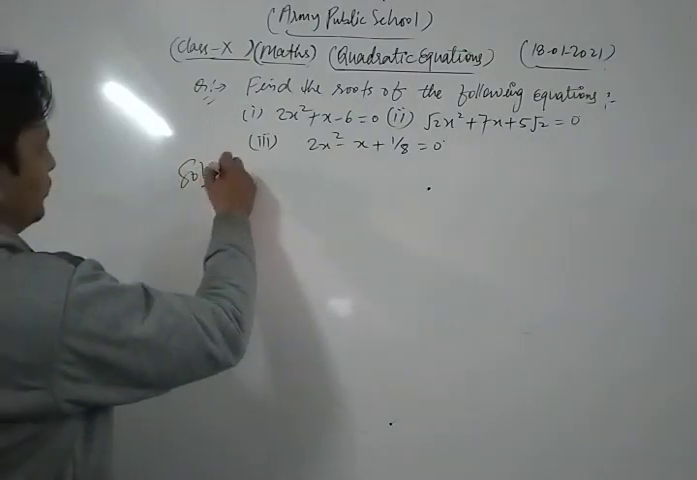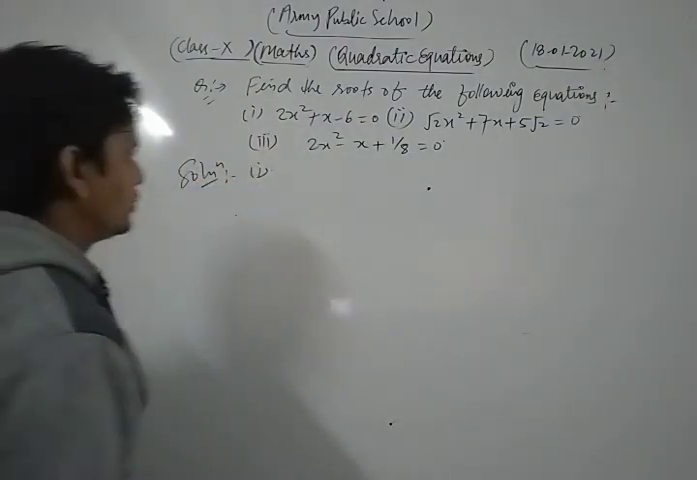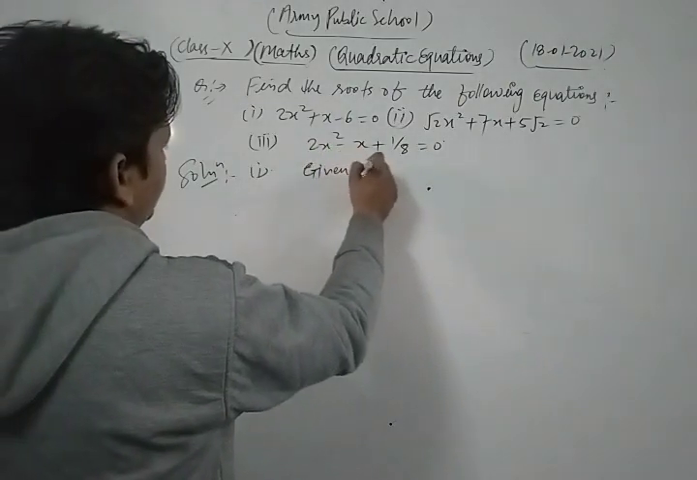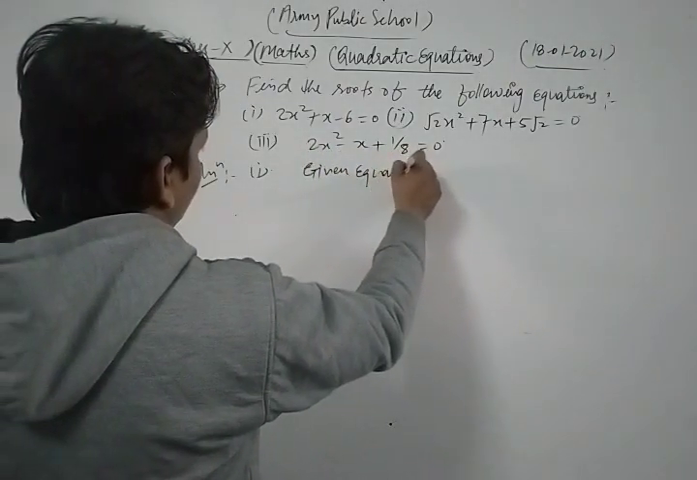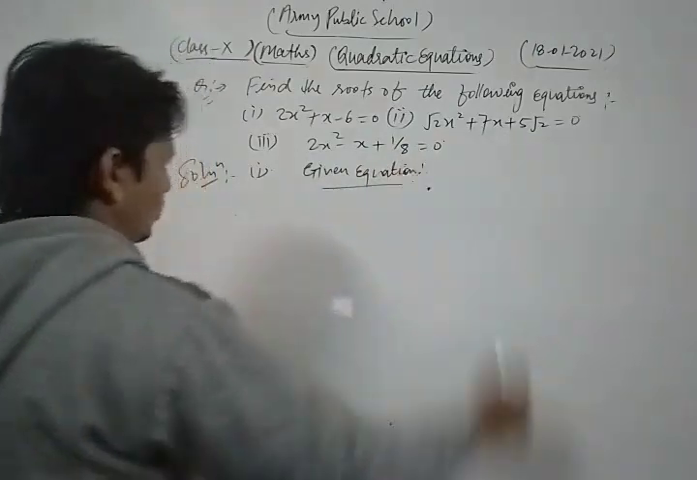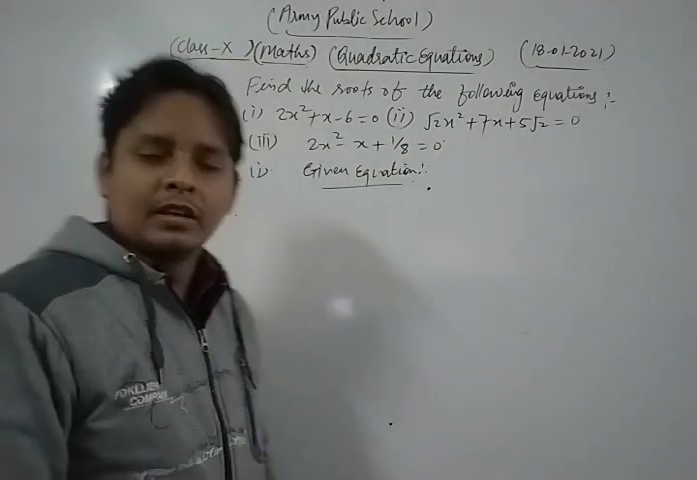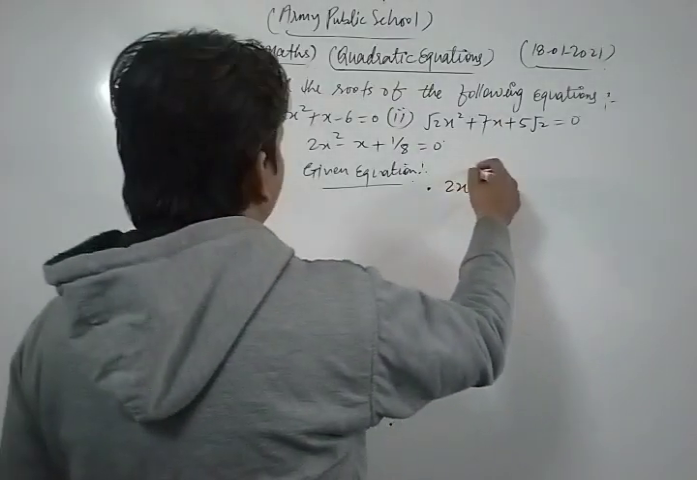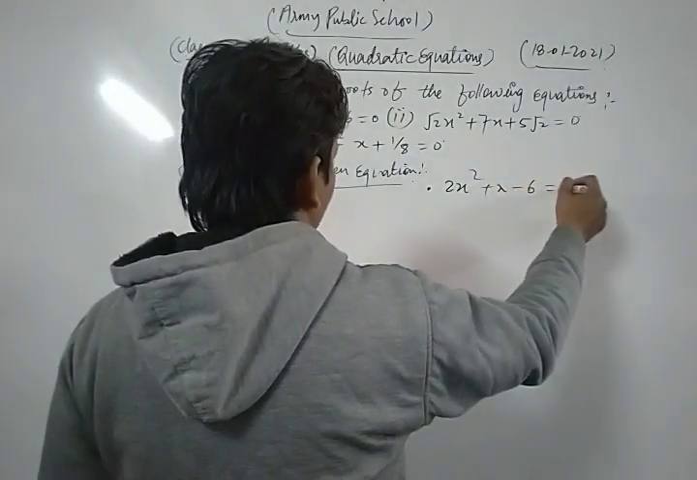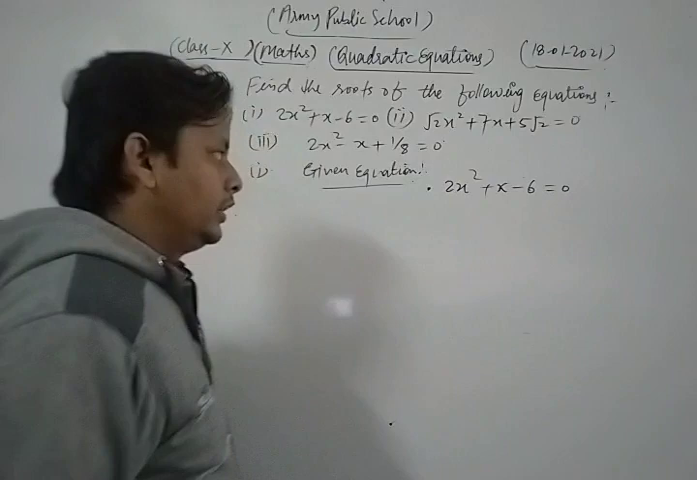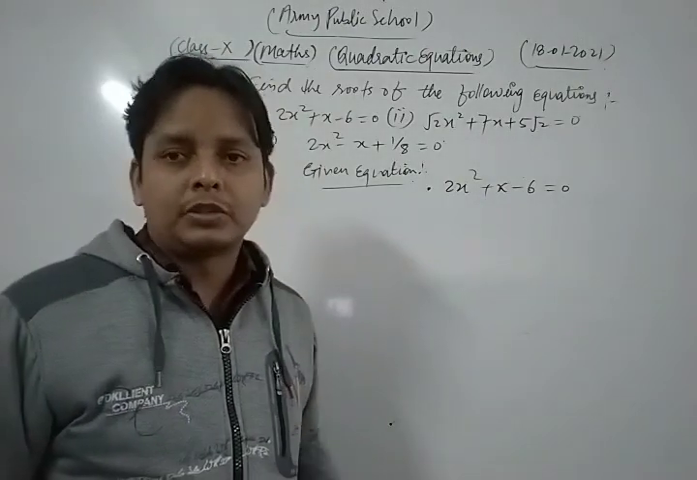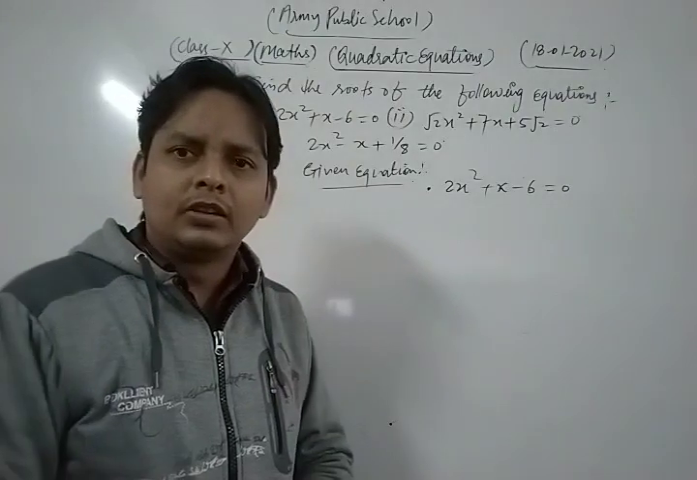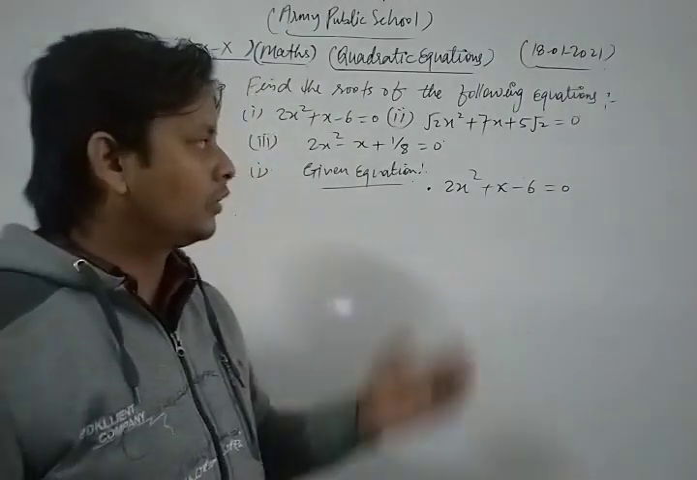So let's see the first part of this question. First of all, we write the given equation, and your equation is 2x² + x − 6 = 0. Dear student, we solve that equation by the factorization method, splitting the middle term, which is a very common method to solve that type of question.